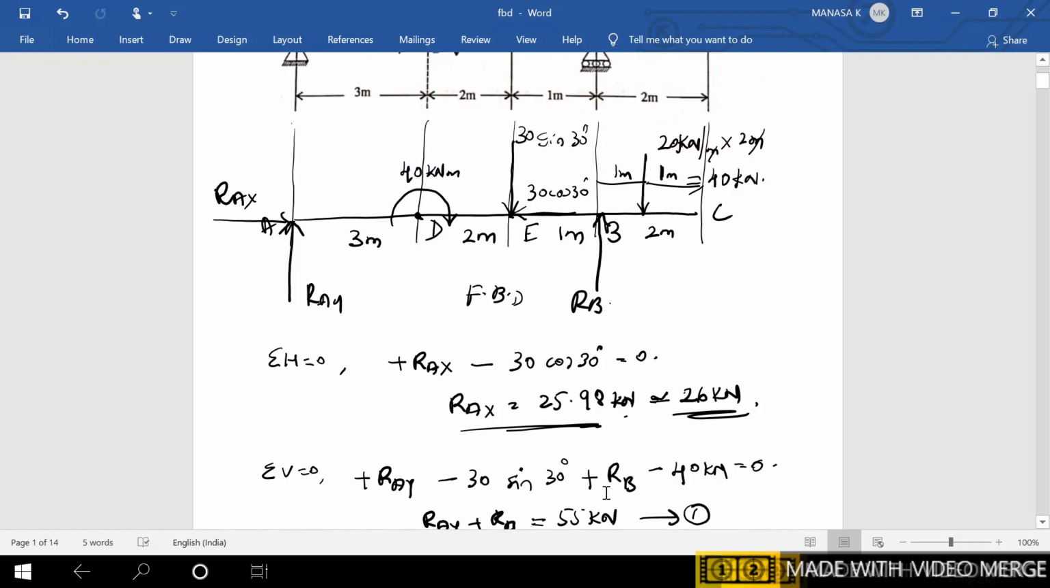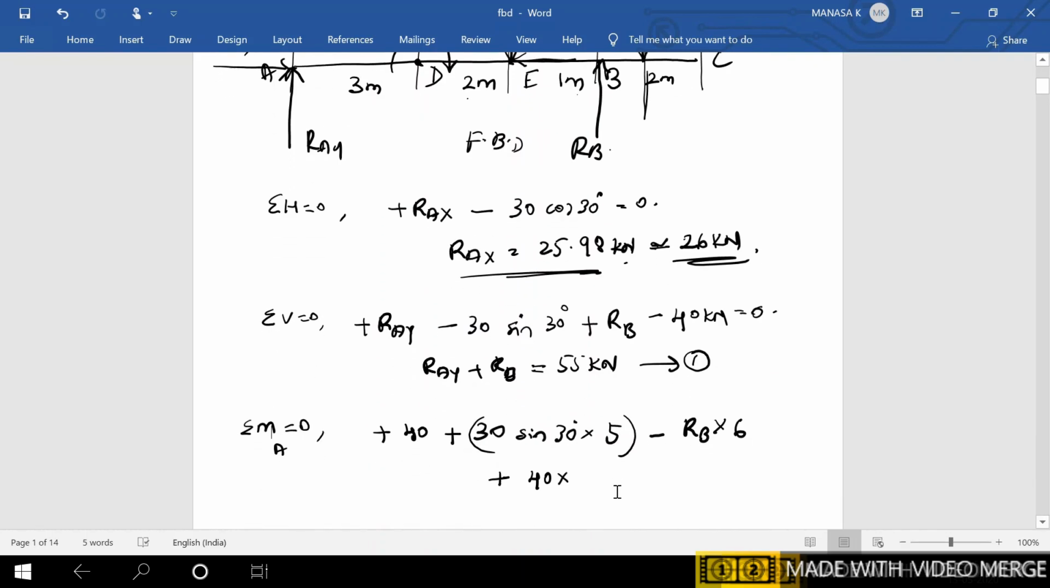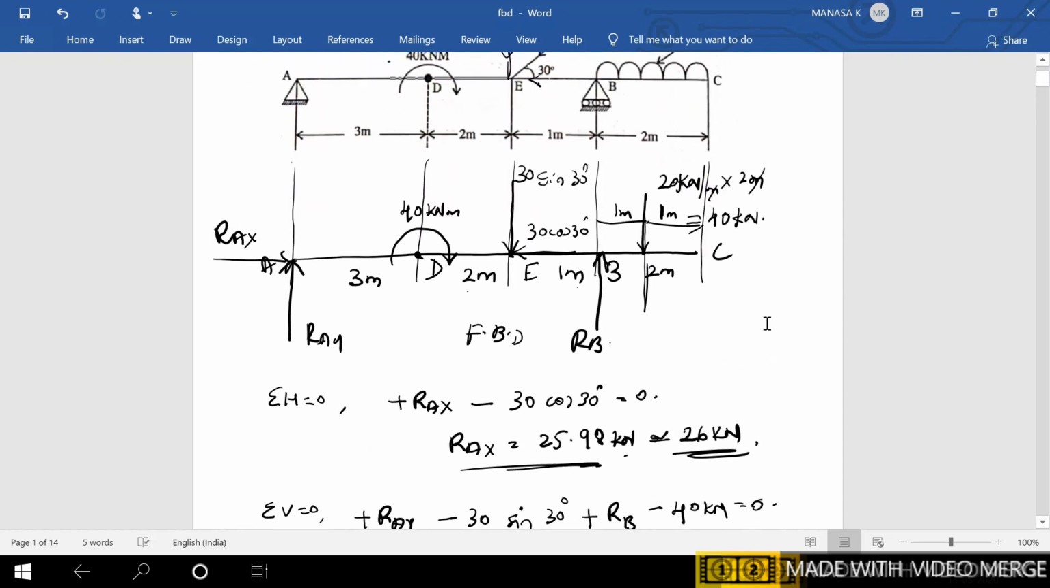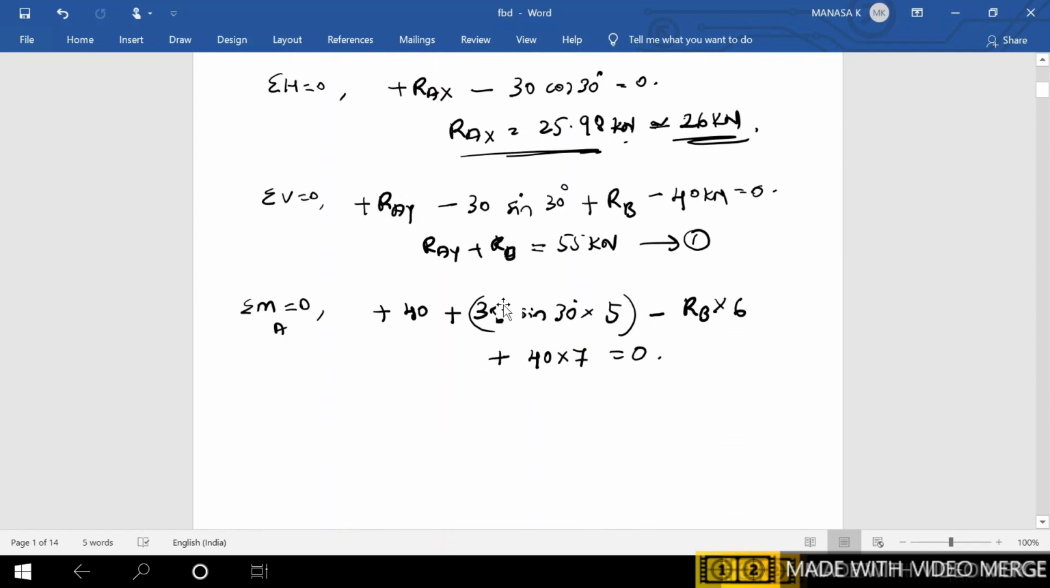See here it is a UDL, so the line of action is somewhere here and you have to drop the perpendicular from this point till this point. So from here to here is the perpendicular distance, that is 3 plus 2 plus 1 plus this much value, that is 1 meter. So 2 plus 2, 4 into 7, that is equal to 0. Check whether any other forces are there. I think we have covered all the forces and moments here.